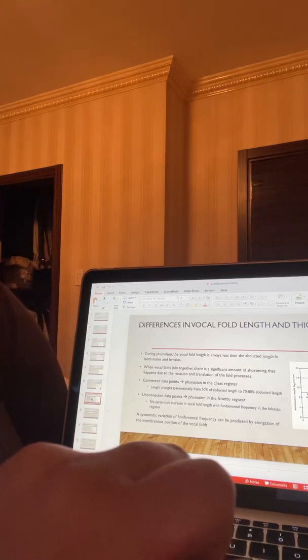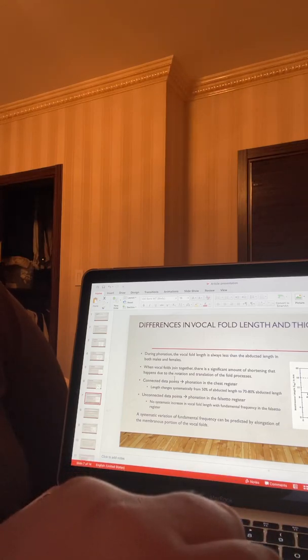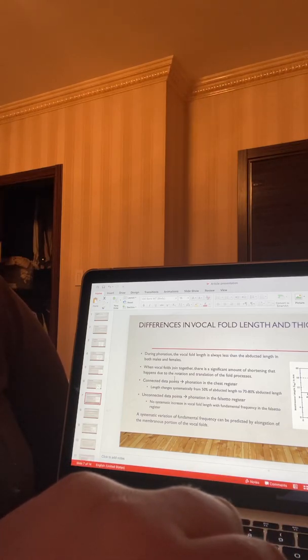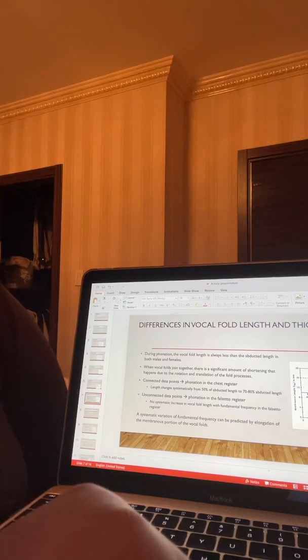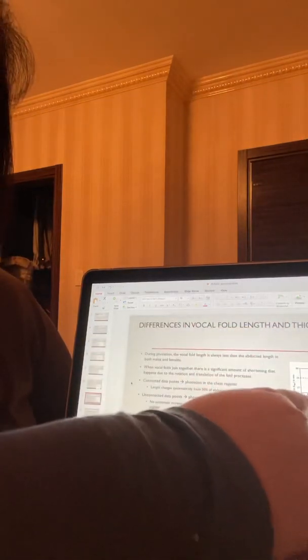Differences in vocal length and thickness. During phonation, the vocal fold length is always less than the abducted length in both males and females. When vocal folds join together, there is a significant amount of shortening that happens due to the rotation and the translation of the vocal processes. So here we see the connected data points.